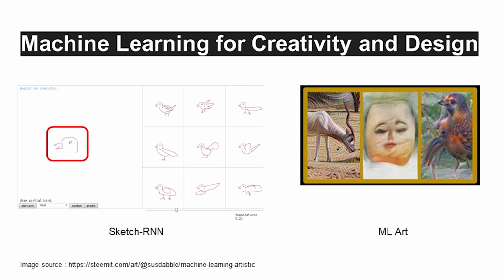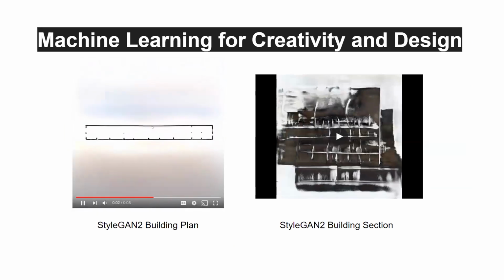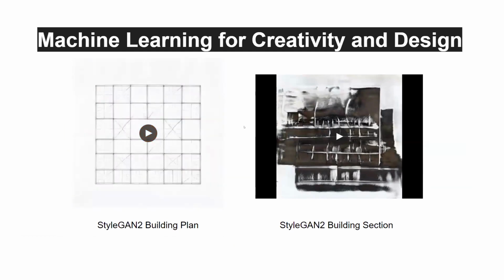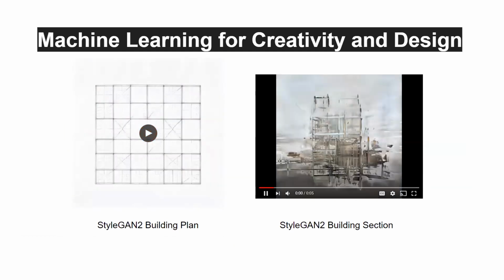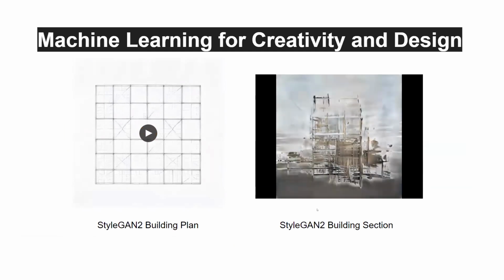seen before. On the architectural side, these are some of the explorations where a StyleGAN model was trained on building floor plans. So it can create some hybrid combination of a plan which is unprecedented. This is the architectural exploration section.